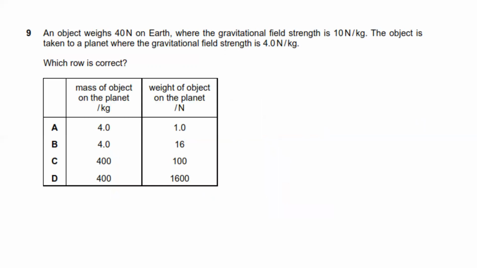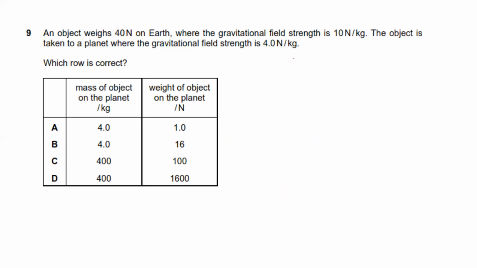Next question, question number 9. It says an object weighs 40 newtons on Earth, where the gravitational field strength is 10 newtons per kg. The object is taken to another planet where the gravitational field strength is 4 newtons per kg. Which row is correct? Mass of the object and weight of the object on the planet.